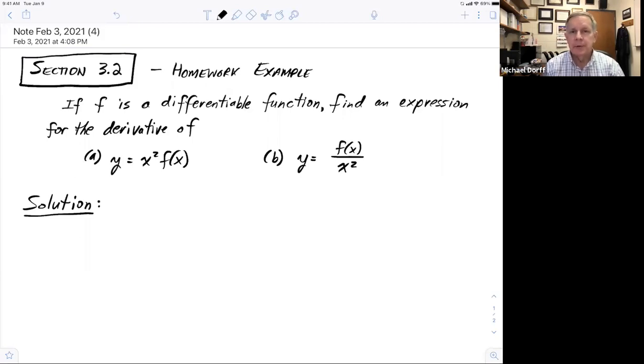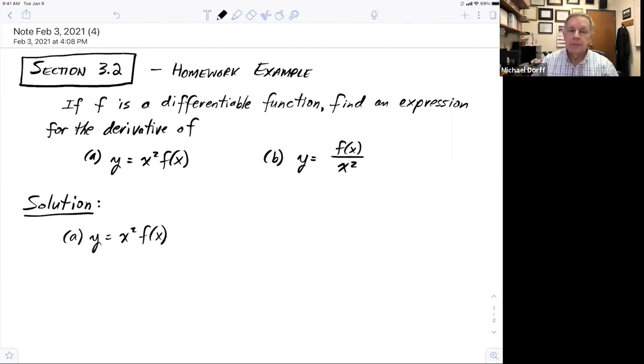We're in section 3.2 and we're doing a homework example. In this one, we have our function y defined in terms of x squared and f of x. And we're going to have to use the product rule and the quotient rule in these two parts. So let's begin. Here in part A, we have y equals x squared f of x.